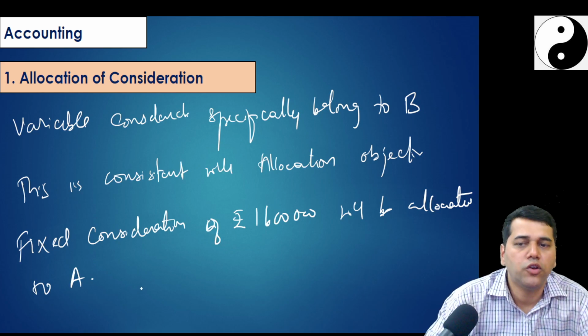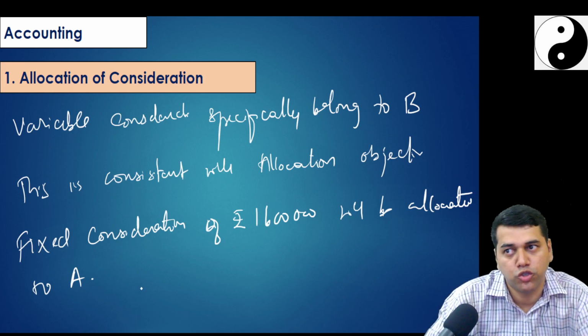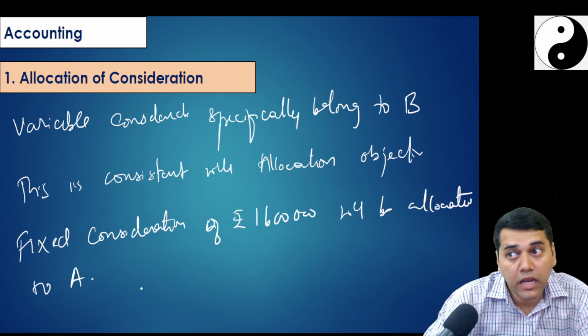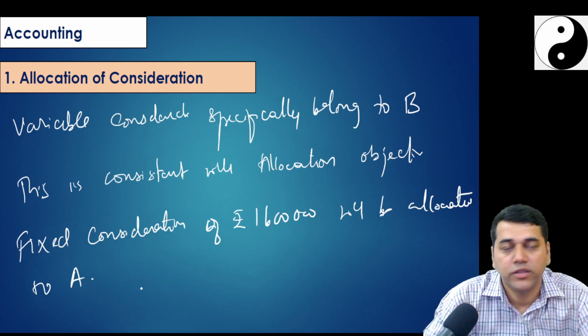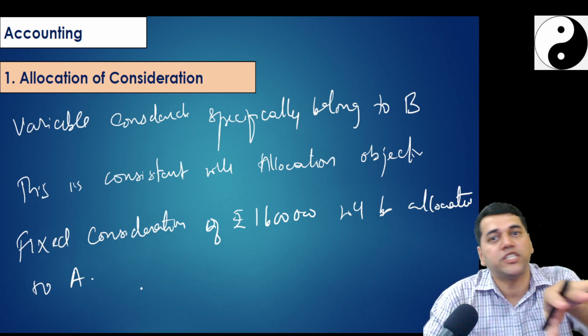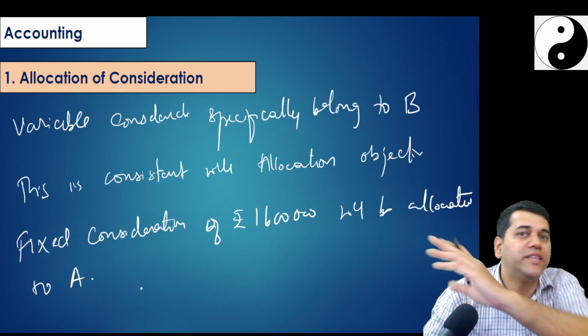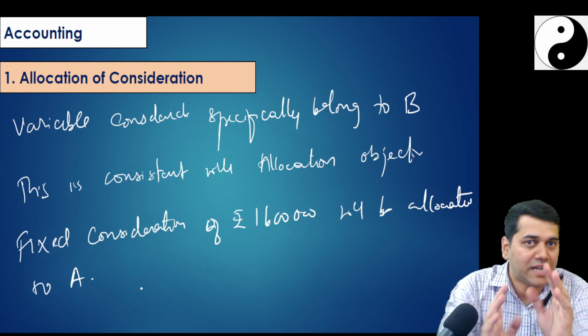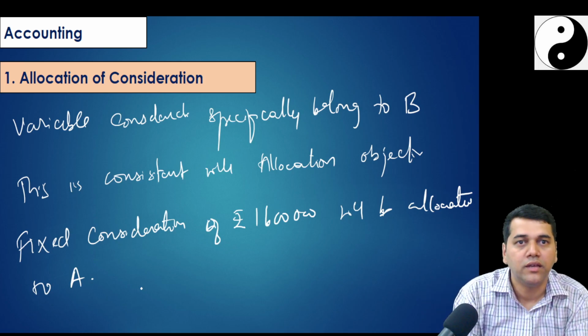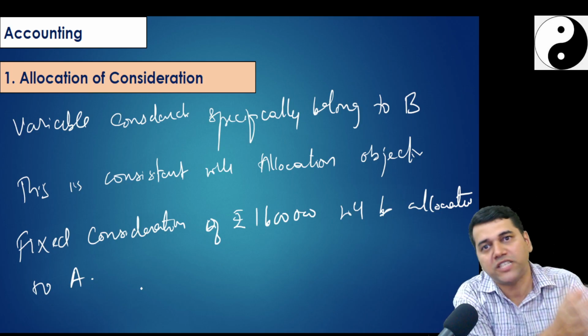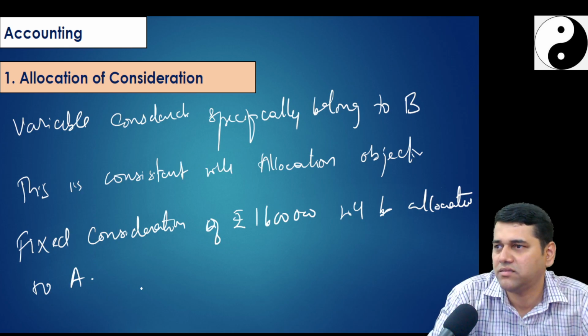And you will not allocate any portion of the fixed to B, because if you allocate, your allocation objective will not be met. What you get after allocation is not going to match their SSP. Otherwise, right now, if you give the fixed to A and the variable to B, that 1620 will match their SSP. That's it. Simple.